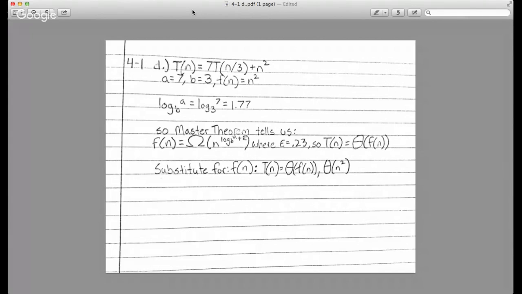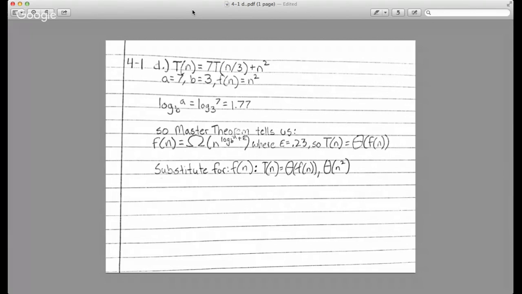For 4.1d, we start off with T of n equals 7T of n over 3 plus n squared. First, we pull out our values. So we have a equals 7, b equals 3, and f of n equals n squared. Now we plug b and a into log base b of a, which is log base 3 of 7, which comes out to 1.77.